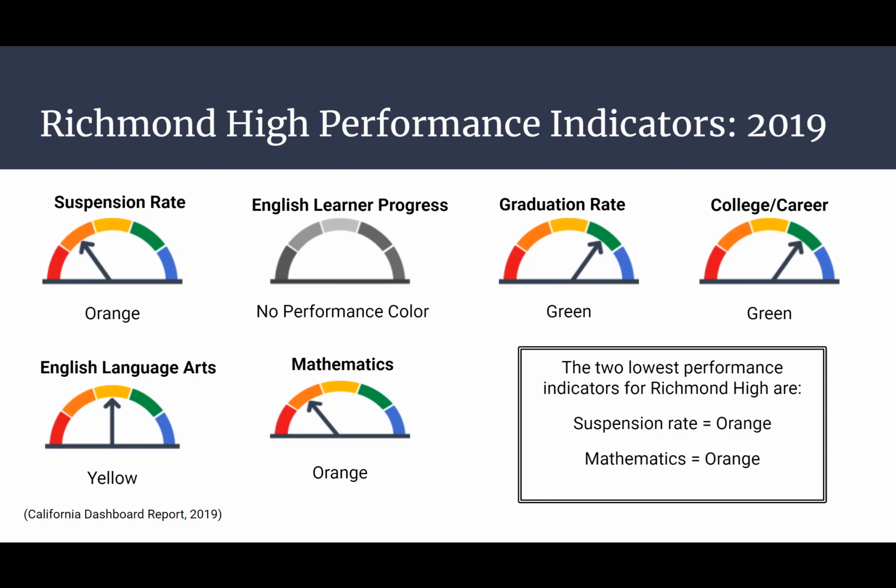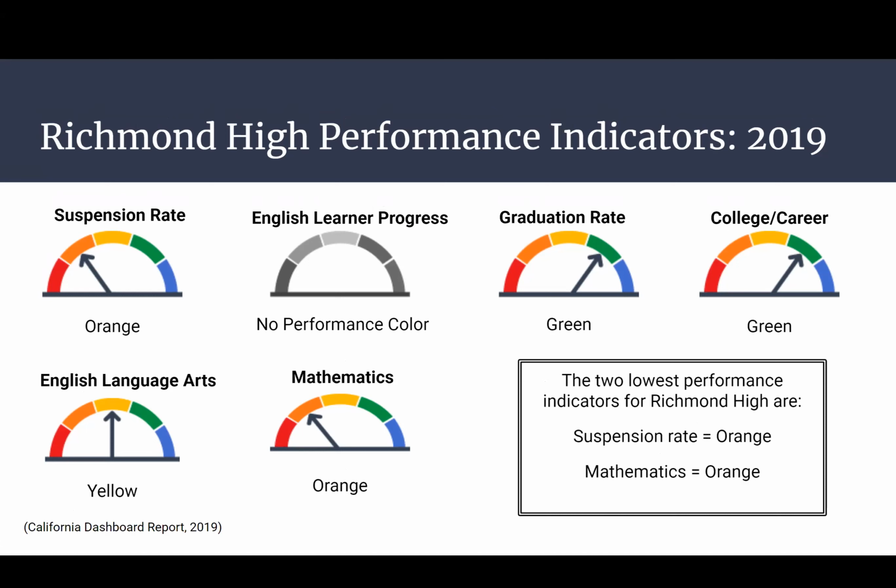For college and career readiness, also in the green. For English language arts, you can see we were in the yellow, and for mathematics, we're in the orange. So just quickly looking here, we're able to see that our two highest indicator performances were in the graduation rate and our college and career readiness. And on the flip side, our lowest performance indicators were the suspension rate, which is in the orange, and the mathematics, which is in the orange. We had one in the yellow, but thankfully we had none in the red.